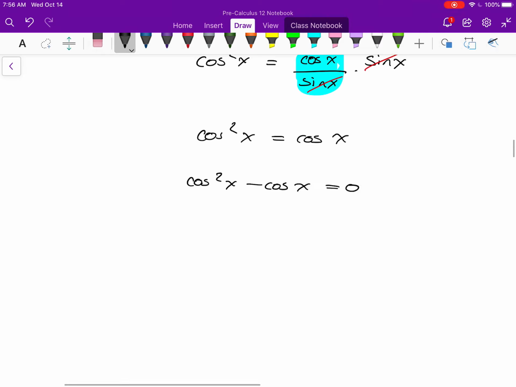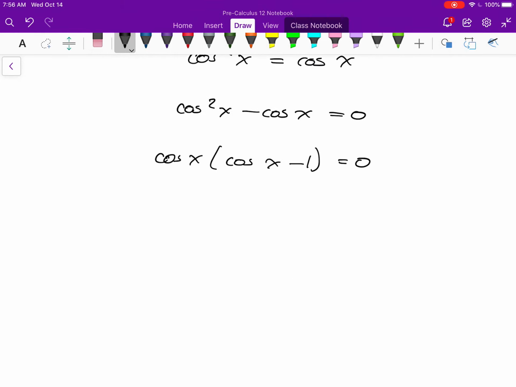So take out a factor of cos x. And now again, inspect my factors. So here I have to think about where cos x equals 0. Well, I've already talked about that, but I'll get to that in a second. And here I need to think about where cos x equals 1. I've informally already spoken about that.